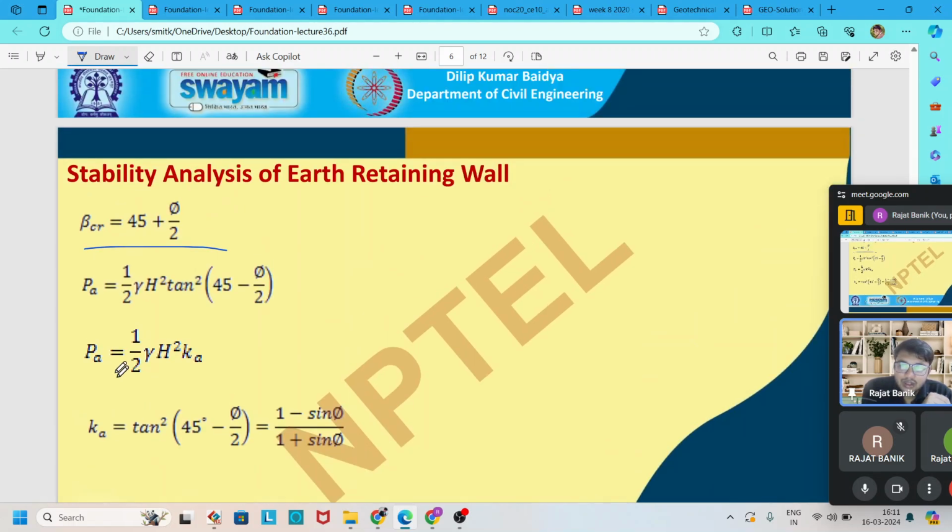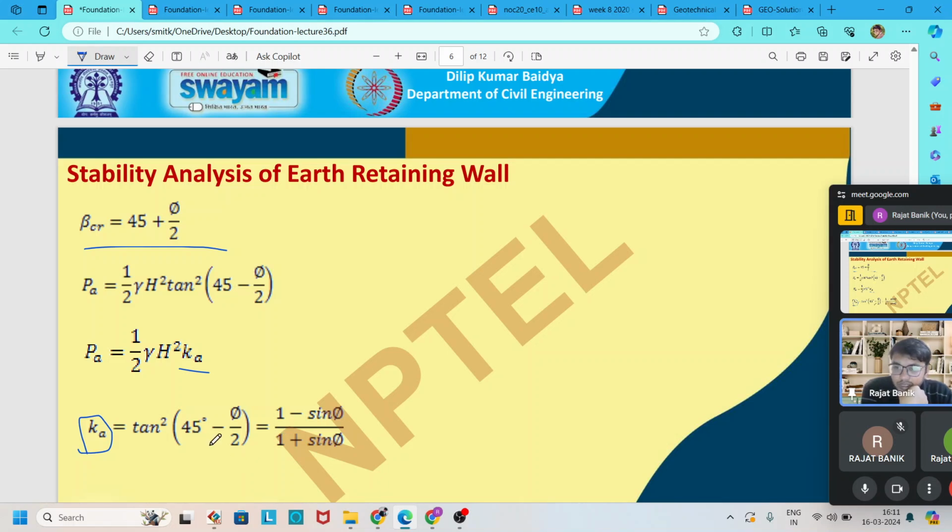We also discussed that the critical failure plane is 45 degrees plus phi by 2 for the active case, and the active pressure force, or thrust, is equal to half gamma H square into Ka, where Ka is the active earth pressure coefficient, which is equal to 1 minus sin phi divided by 1 plus sin phi, or tan square of 45 degrees minus phi by 2.